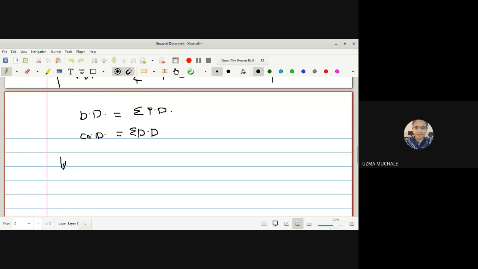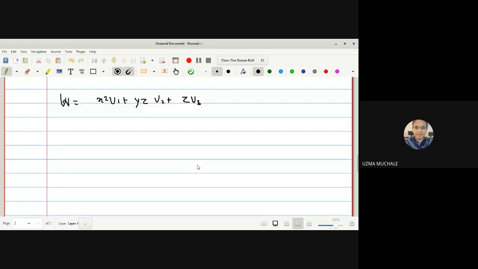What was the example? Let w be given as x square u1 plus yz u2 plus z u3. This is the same example we solved in the last lecture.